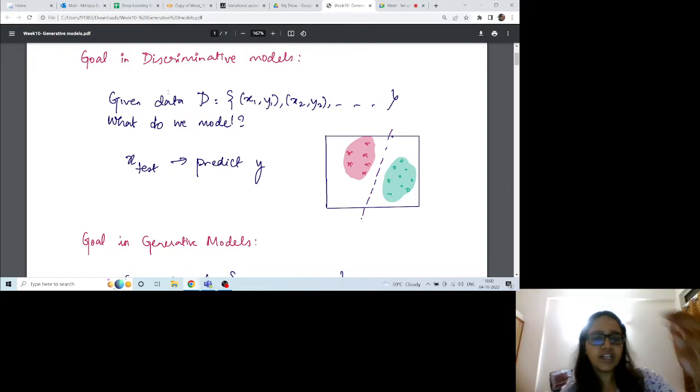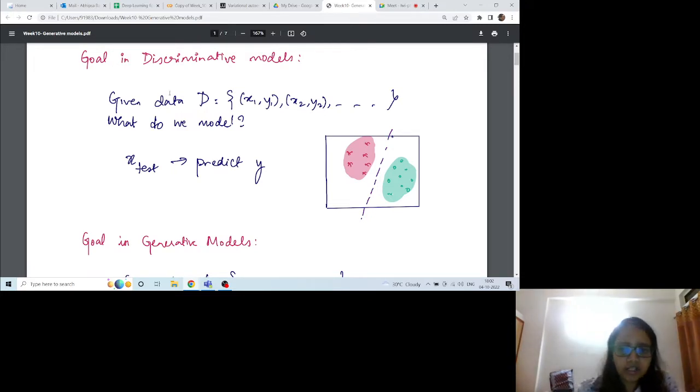So what we need to do here is learn a model which takes this input x, all the x's that you see in the training data, and learns an approximate function which is able to then predict or output this particular y, this label. This y is being output by the model. So that is what a discriminative model stands for.